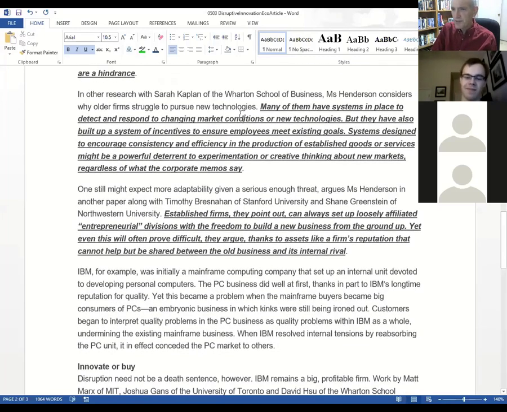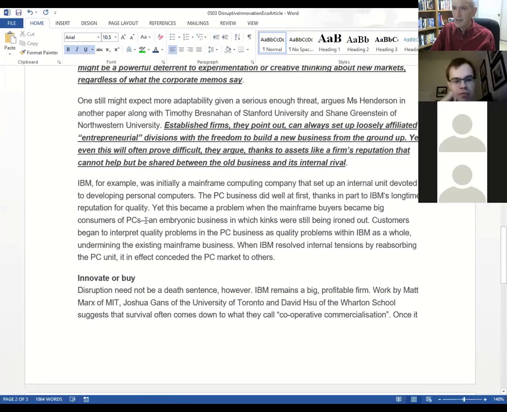So most firms do have something in place for changing market conditions, but they also have incentives, and that's the key word. They have incentives that actually discourage employees from looking at those things because they're trying to hit existing goals. So that's something you can think about with your firm. What are they focused on? What markets? What revenue growth? What profitability? Consistency and efficiency in production with established goods, that's what they're after. How can we get better and better at what we're doing versus radically destroying that and moving to something else?